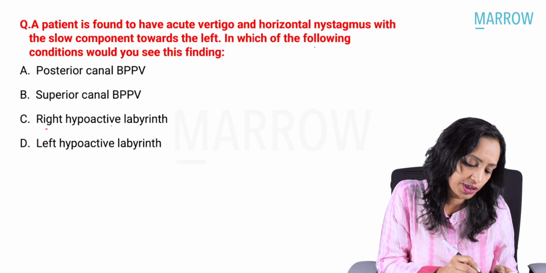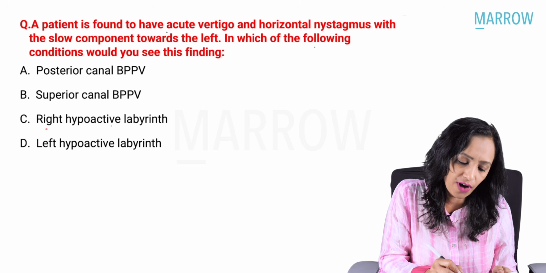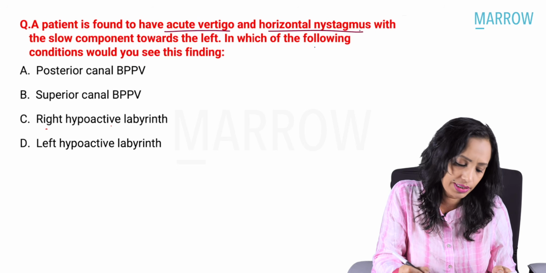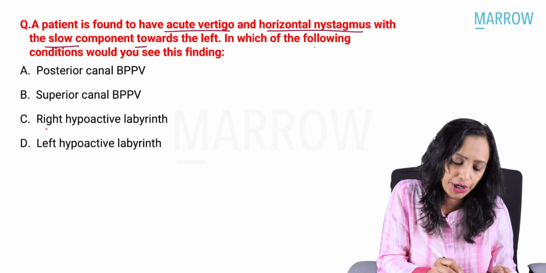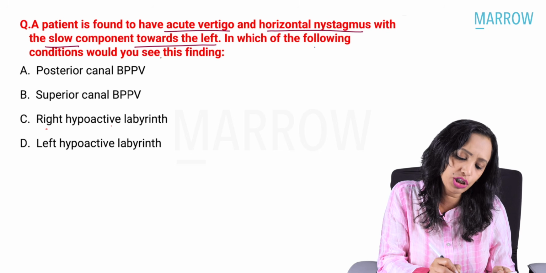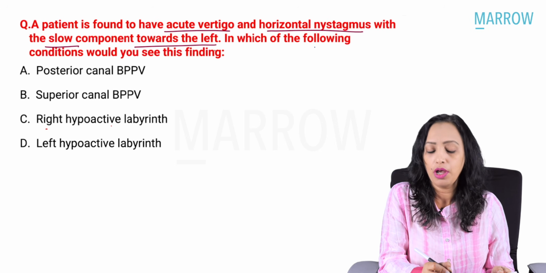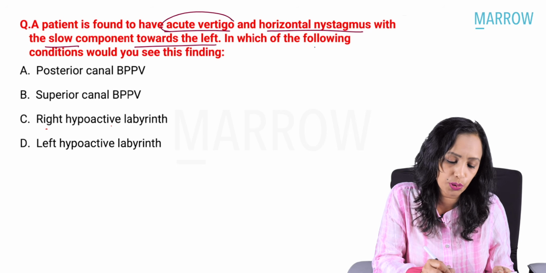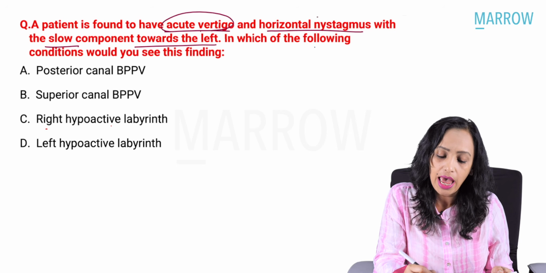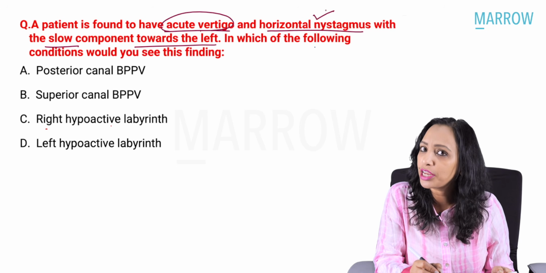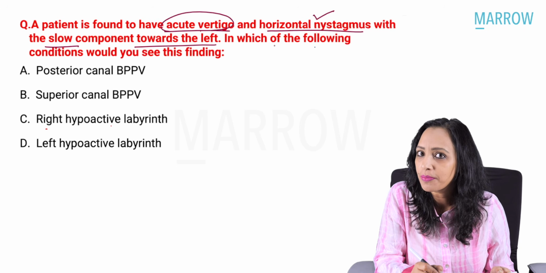So coming to the next question, a patient is found to have acute vertigo and horizontal nystagmus with the slow component towards the left. In which of the following conditions would you see this finding? So what is this patient? It is a patient of acute vertigo, and this patient has a horizontal nystagmus. What is the direction of the nystagmus in this patient?